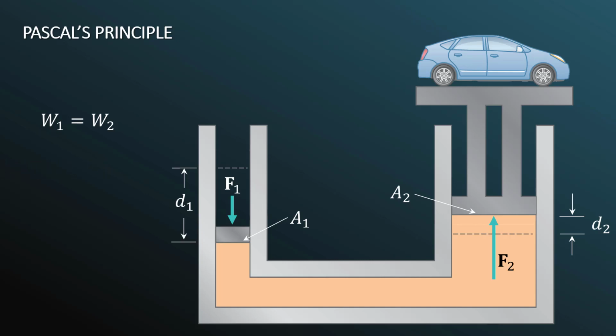So we know that work is simply force times distance. So we have F1 d1 equals F2 d2. Now let's just rearrange this, and you'll see why a little bit later. Rearrange, and we'll hold on to this equation.